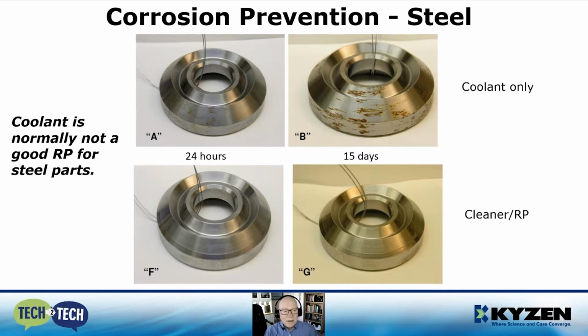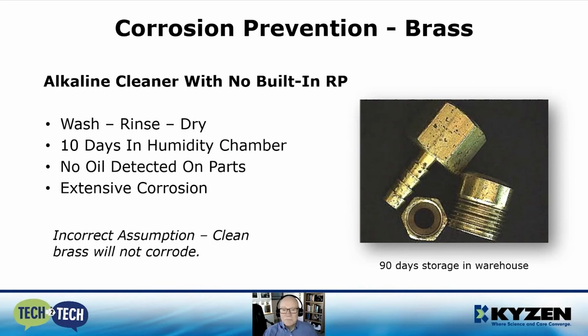I have a couple of slides here where some bad assumptions were made. Coolant is normally not a good RP for steel parts. This particular company assumed that it would be, and they had a corrosion problem. We took their parts and placed them in the humidity chamber for 15 days at 90% relative humidity, 90 degrees Fahrenheit, and you can see in the top photos what happened. And then we used one of our cleaner RP combination products developed for steel in the bottom under the same conditions, and the results were much, much different.